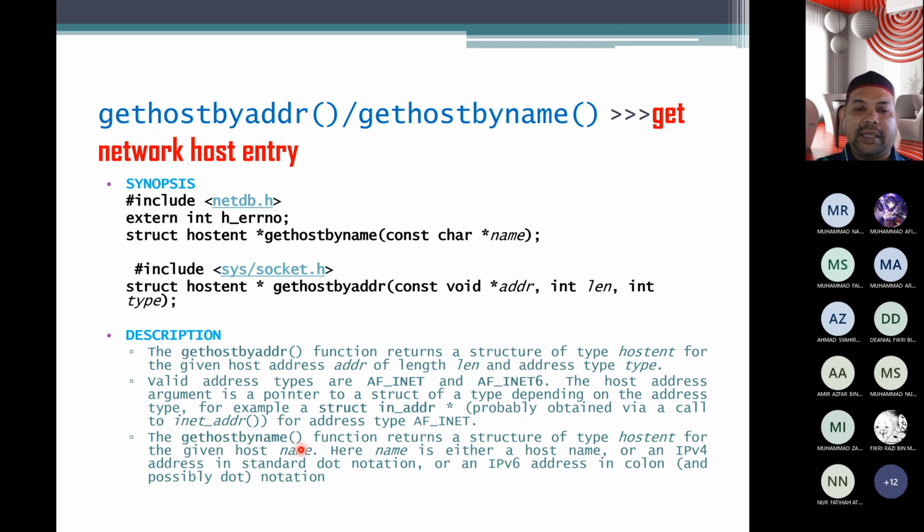Okay, the get host by name function returns a structure of type hostent for the given host name. Here name is either a host name or an IPv4 address in standard dot notation, dot dot dot dot, or an IPv6 address in colon and possibly dot notation. Kalau kata IPv4 dot dot 192.168 dot something dot something. IPv6 pakai colon ataupun titik tindih kan.